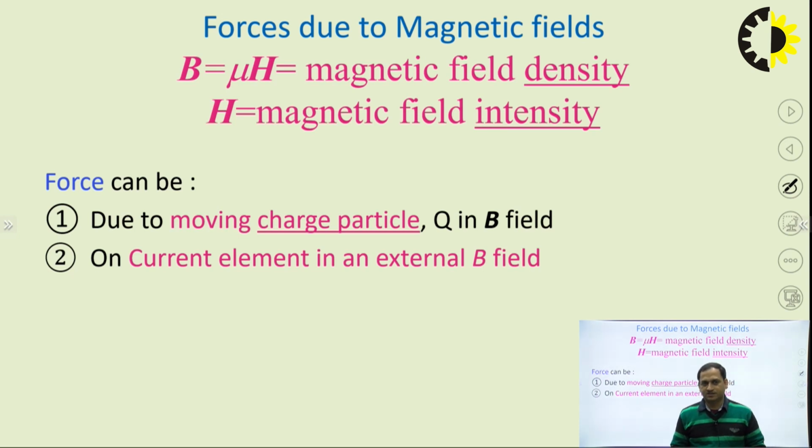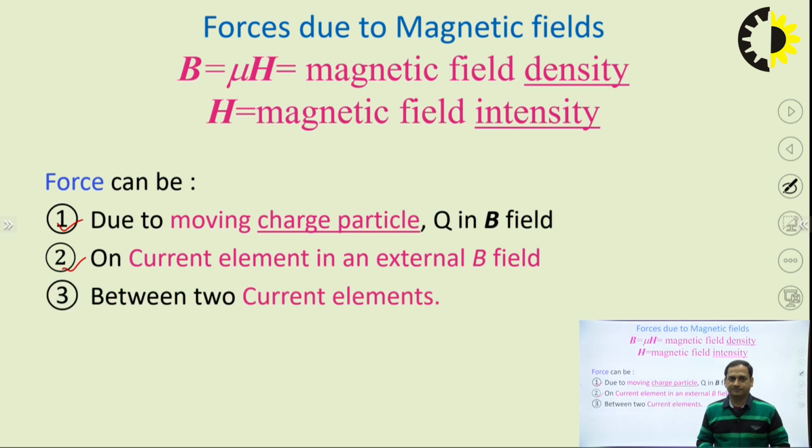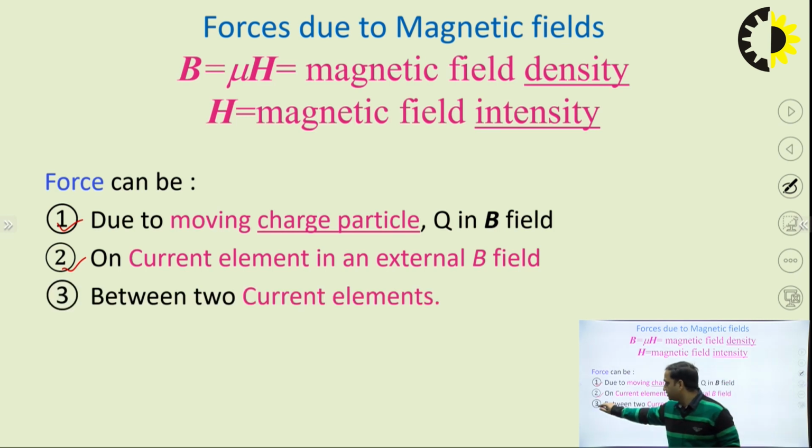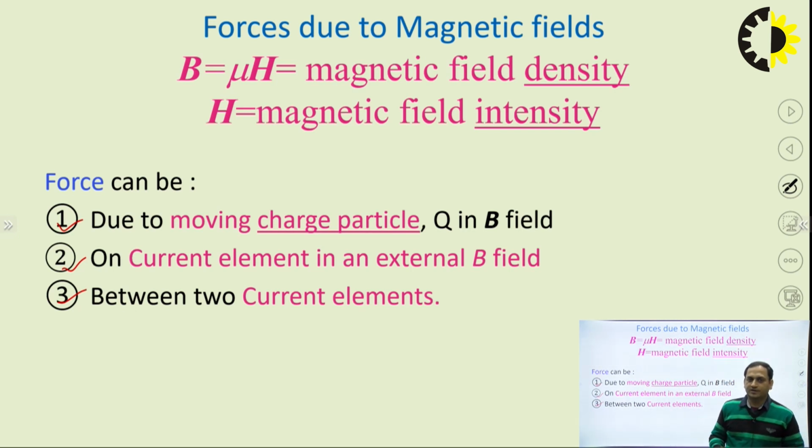In the first case we have the moving charged particle. In the second case we have an external closed loop, a current element. That current element exists in the existing magnetic field, so we have to find the force on the current element. The third case is two current conductors. When we have two current conductors or two loops, based on that we can find the total forces exerted on the current element. This is the same as what we discussed in the electrostatic field.